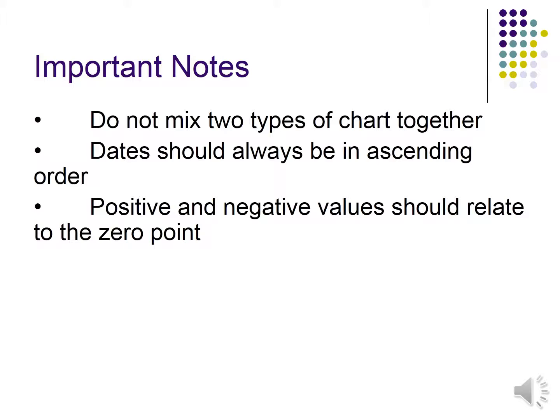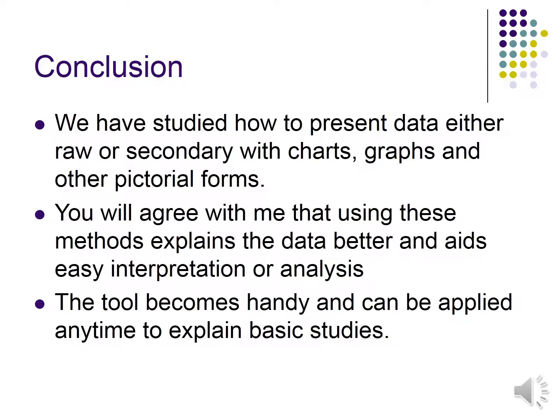The dates must be in ascending order. And where you have positive and negative values, you must know that the positive values will be to the right side and the negative values must be to the left side. Which means if you arrange them in ascending order, it will surely fall into place.